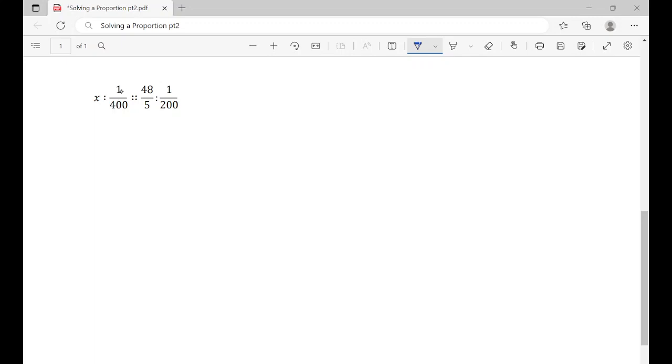So again, I'm going to write these as two fractions equaling each other. So x over 1 over 400 equals 48 over 5 over 1 over 200. Now I'm going to clean up the fractions first because I think that would make the most sense.